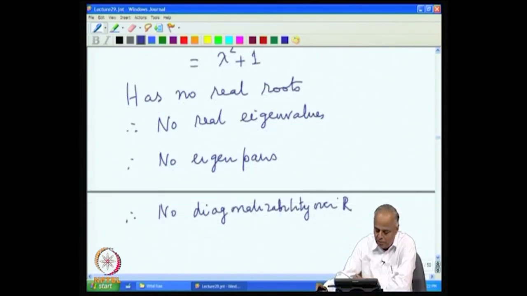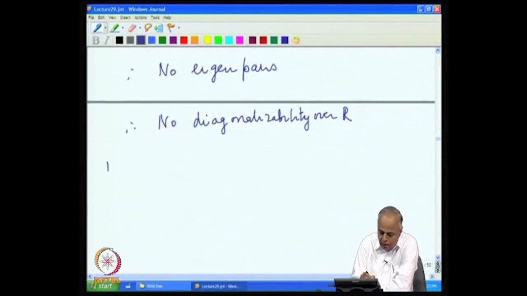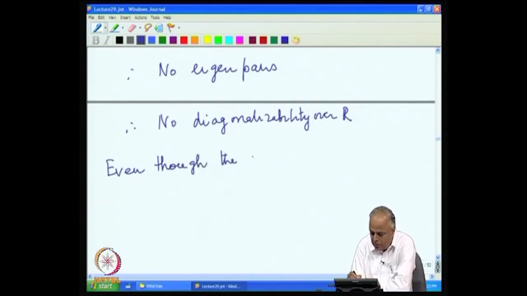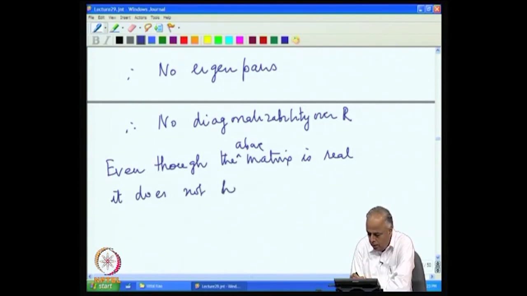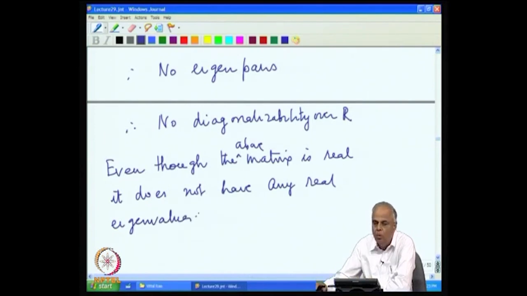Why did this happen? Even though the above matrix is real, it does not have any real eigenvalues. So, what is the problem?